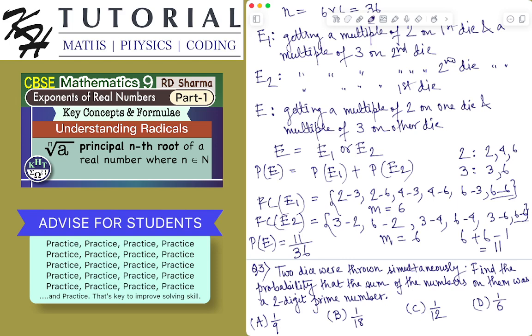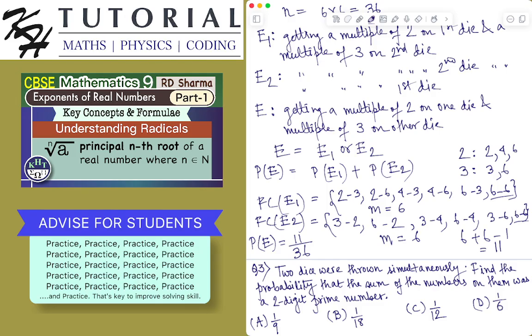So the number of cases which are favorable to either E1 or E2 will be equal to 6 plus 6, but it will not be 6 plus 6. We have to be careful, because if you do 6 plus 6, then we are counting the outcome 6 6 twice, so we have to deduct once. So that is the reason I am doing 6 plus 6 minus 1, that is 11.